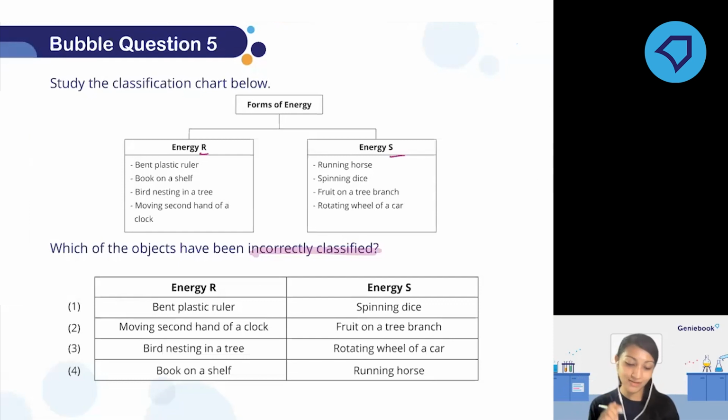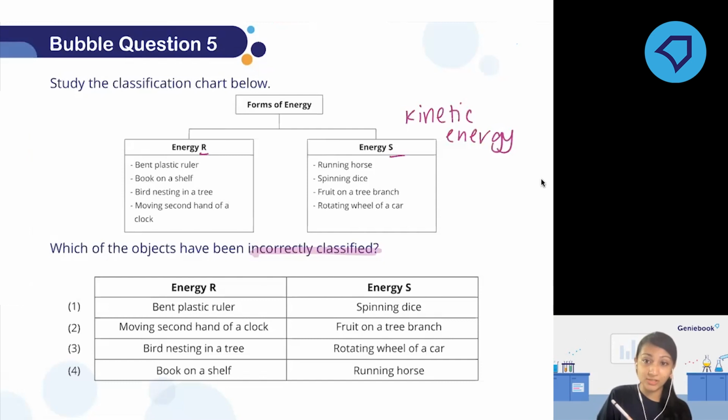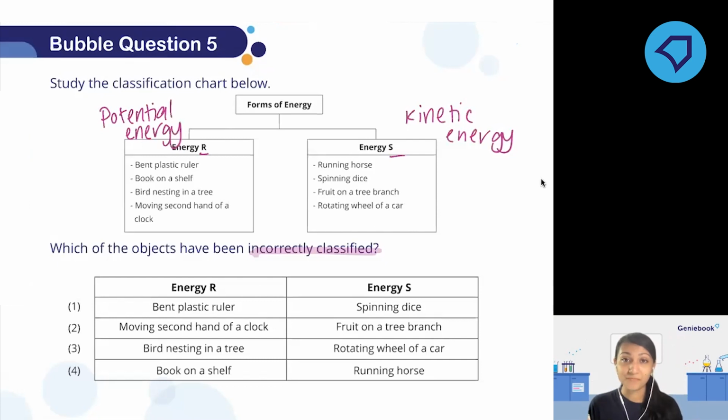So who can tell me what energy R is representing? Is S kinetic energy? Everybody agree? Yes? Good. Then how about R? Potential energy? Correct. Very good. And under potential energy, what are the various types of energy? Who can remember this? There are 3 types of potential energy. GPE, CPE, EPE. What are those for?